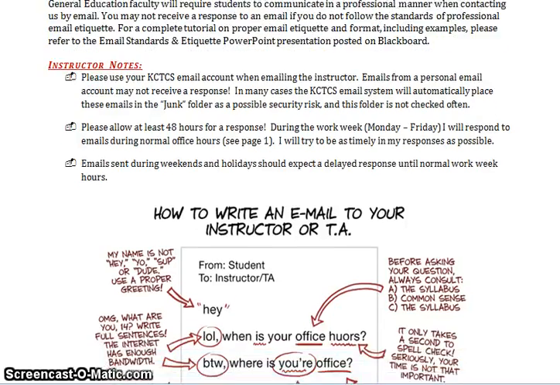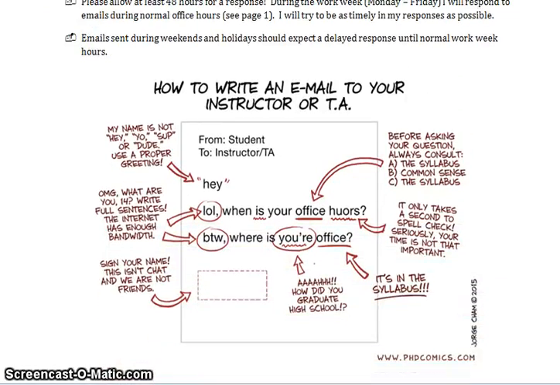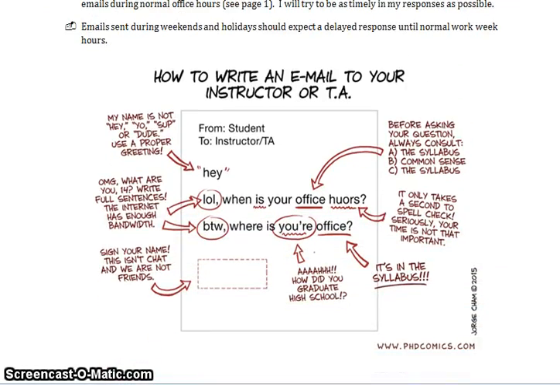Okay, and this cartoon is a little harsh, but I think it gets the point across about how to write an email. Oftentimes seeing people do a poor job makes you realize what you need to do better.